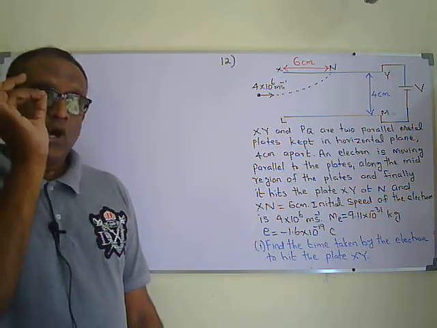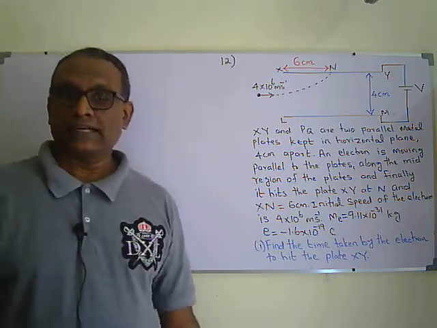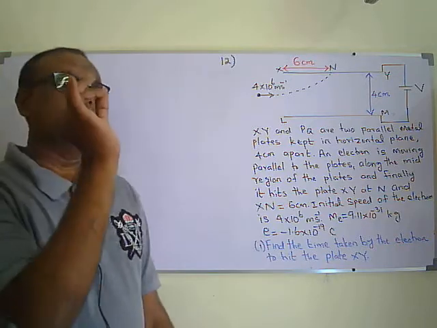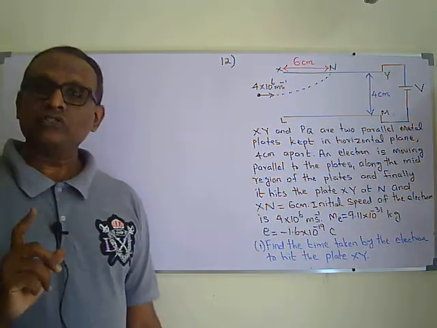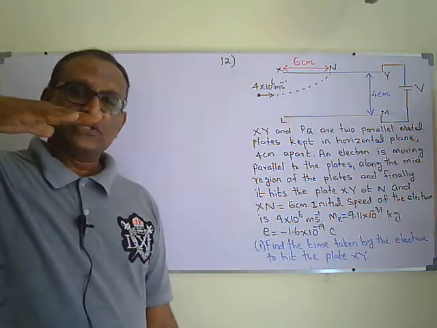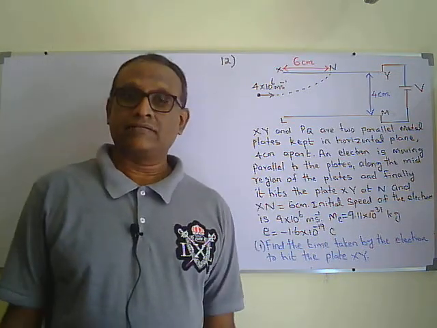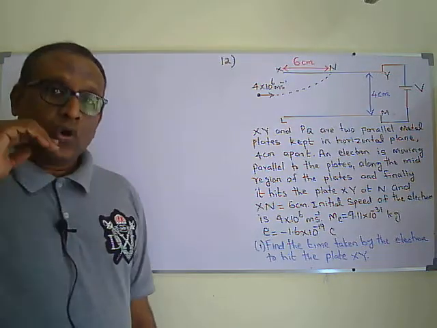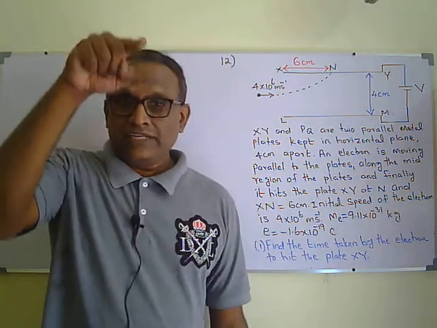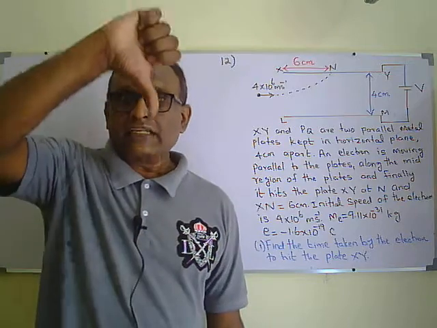When you throw a ball horizontally, under the gravitational field, the only force it experiences is the weight. So the ball will bend down and finally hit the ground. You would have done that in mechanics. In the same way, there the gravitational field is vertically down, and the weight acts vertically down.